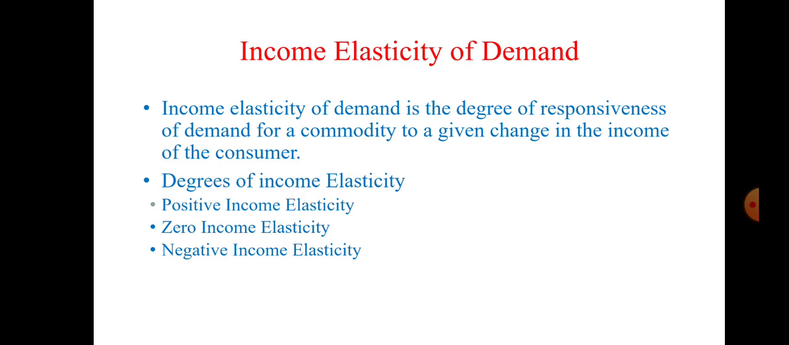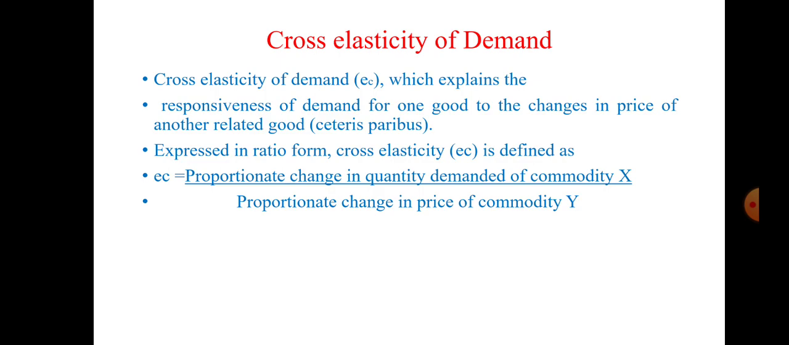If the income of the person rises and there is no change in the demand, then it is called zero income elasticity. And if the income of the person remains the same, or sometimes goes down, while the demand for some commodities on a regular basis stays the same or increases, then it is called negative income elasticity.